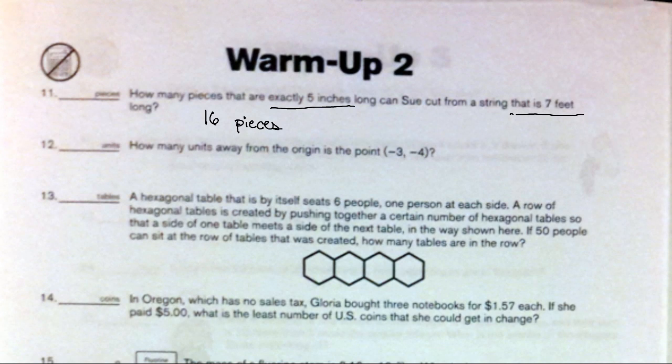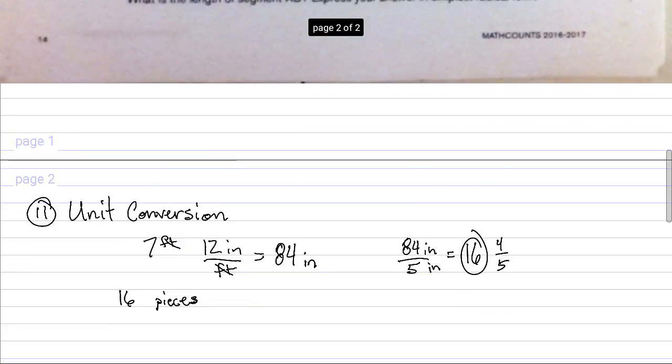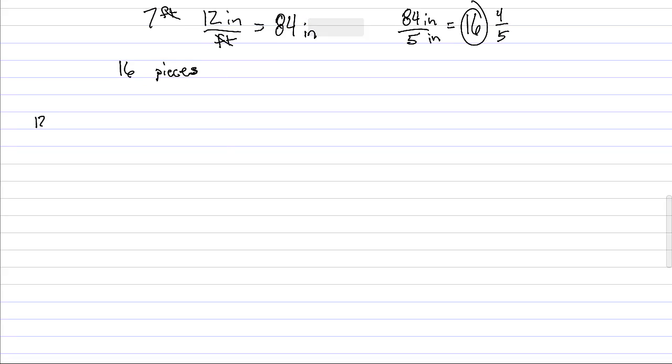Alright, let's work on number 2, and the question is, how many units away from the origin is the point negative 3, 4? So we've got some planar geometry here. Let's scroll down. Number 12, this is on planar geometry.